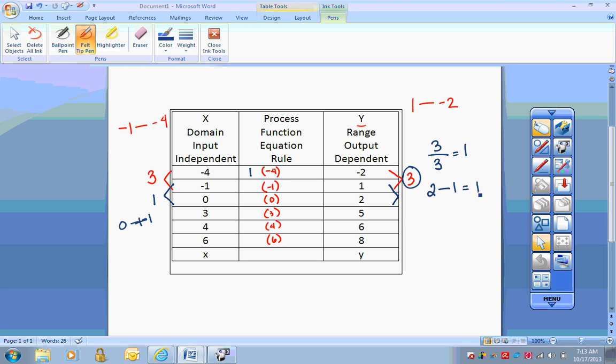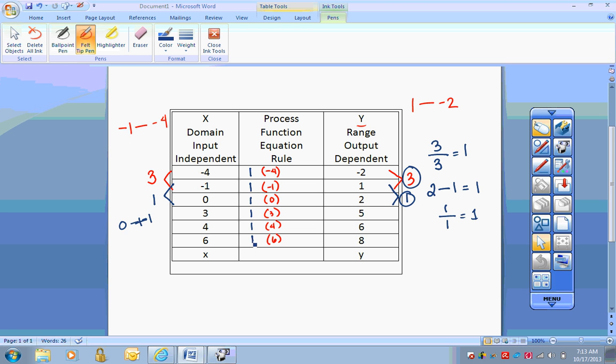Again, what do I do? I'll divide this number over this number right here. And it's 1 divided by 1, and the answer is 1 again. And if you keep doing this, it should give us each 1.